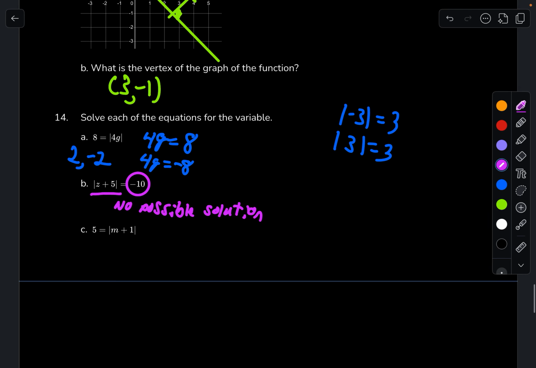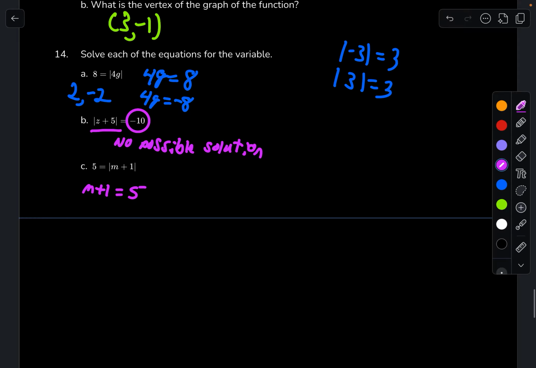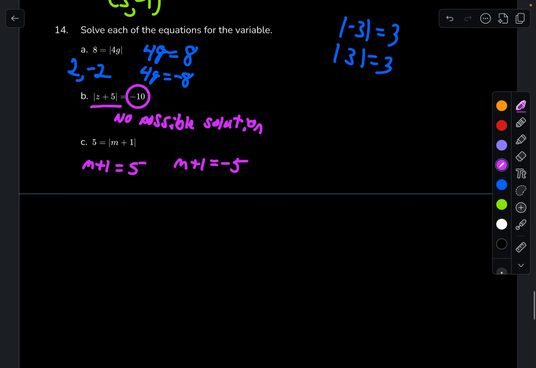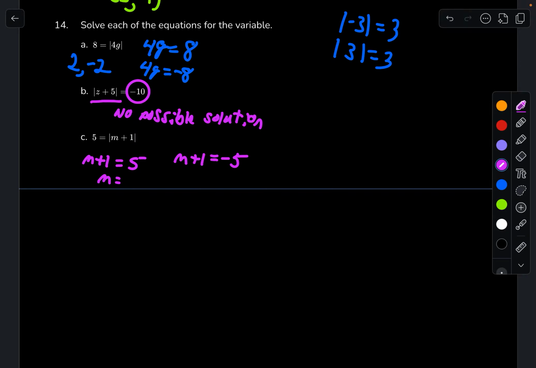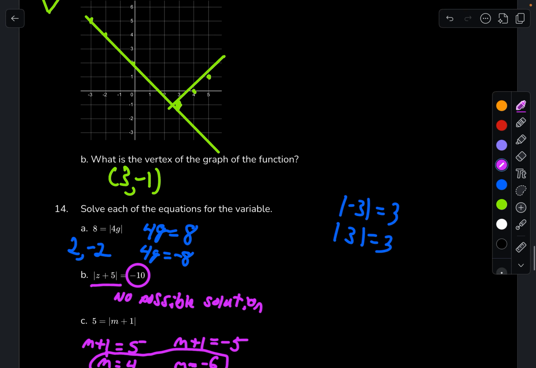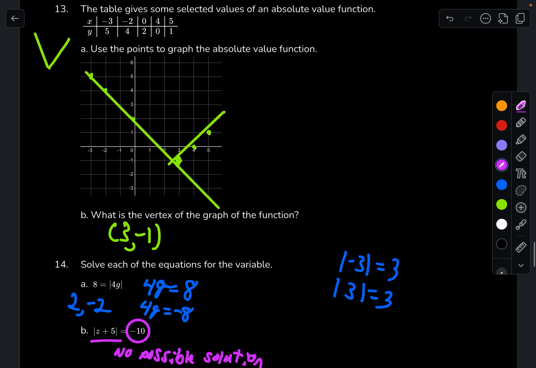The last one is saying that the absolute value of n plus 1 can equal 5. So that means n plus 1 can either equal 5, because when you take the absolute value of 5, you still get 5, or n plus 1 can equal -5, because when you take the absolute value of -5, you get 5. This leads us to 2 solutions, 4 and -6. And the reason we get 2 solutions again is because the graph of an absolute value is a V.